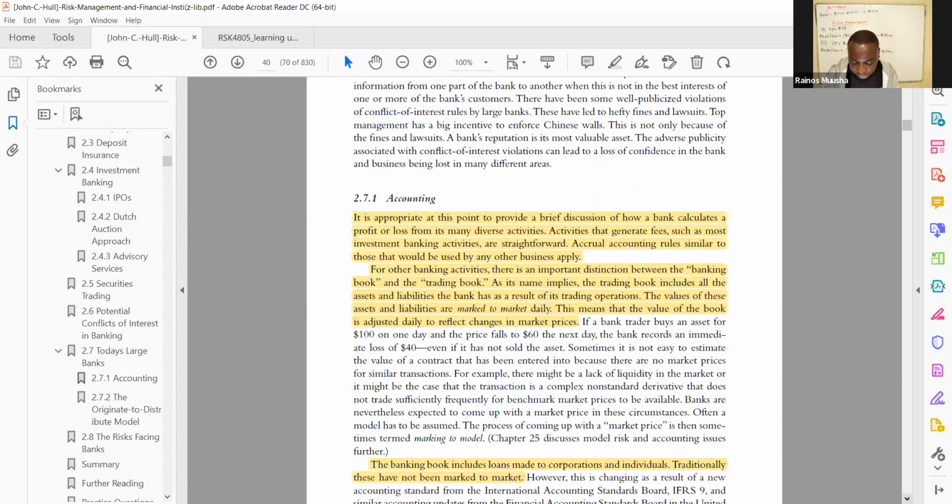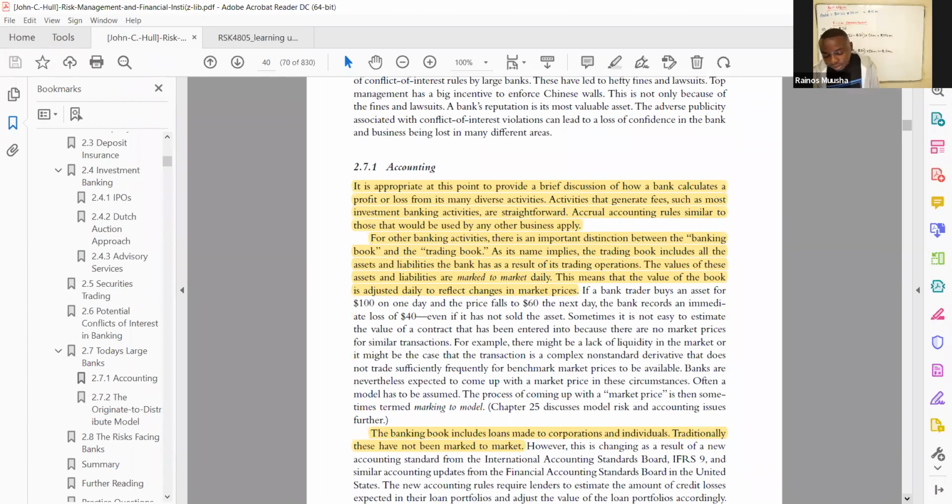Now, when you look at the accounting services, they say it is appropriate at this point to provide a brief discussion of how a bank calculates a profit or loss from its many diverse activities. So activities that generate fees, such as most investment bank activities, are straightforward. Accrual accounting rules similar to those that would be used by other businesses apply. For other banking activities, there is an important distinction between the banking book and the trading book. Please, as potential theory questions, take note of the difference between the banking book and the trading book as well.